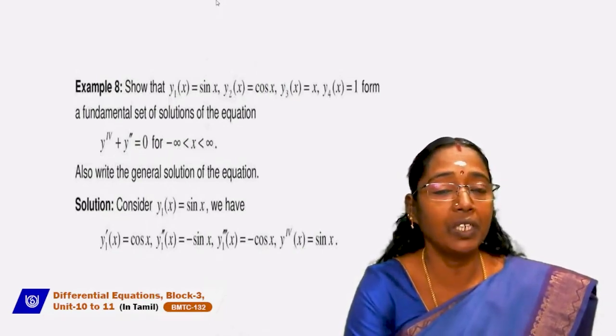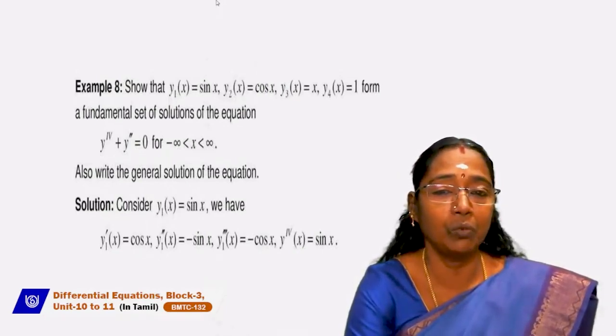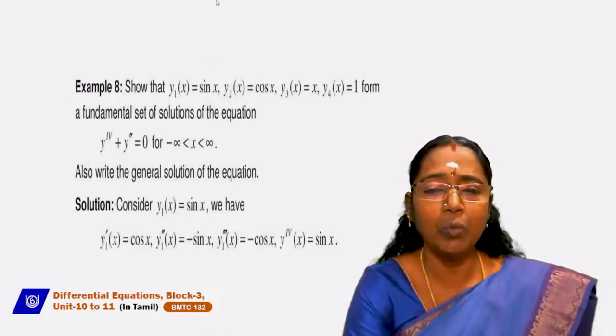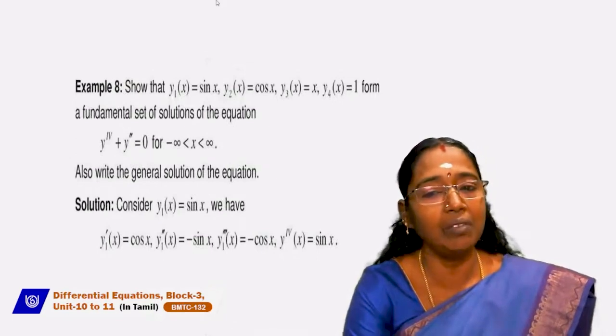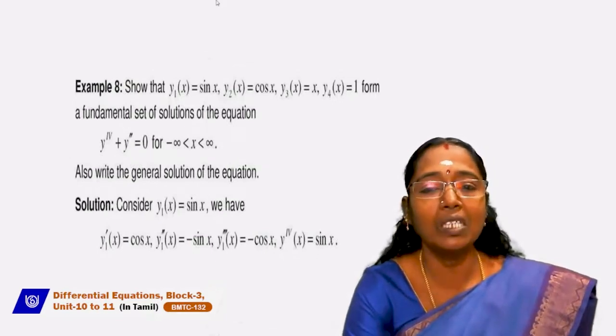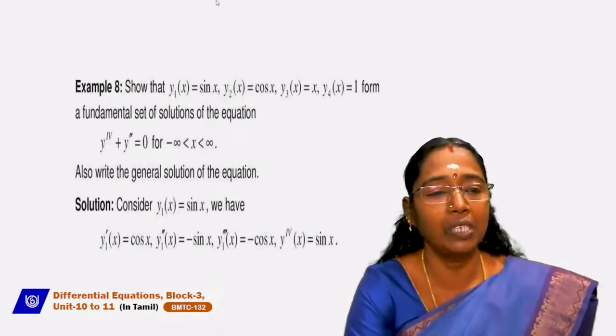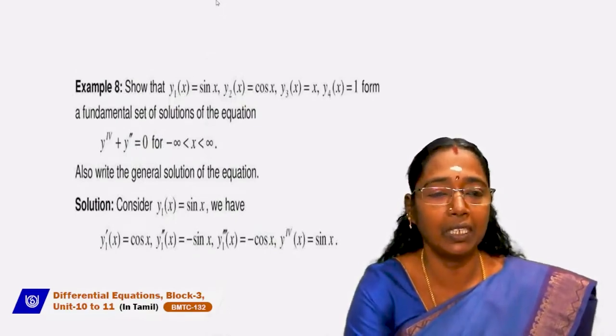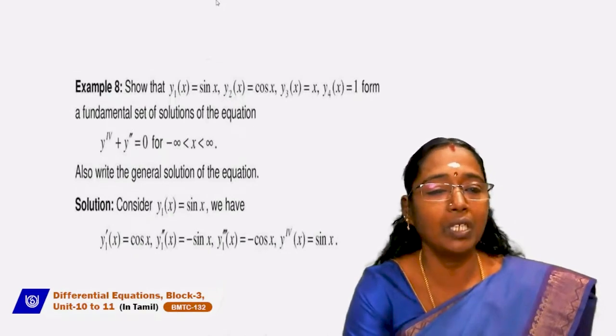So far, we have verified y1 of x, y2 of x, and y3 of x. Now come to y4 of x. In y4 of x, the value will be equivalent to 1. What about y4 dash? The first derivative itself is equal to 0. What about all the remaining derivatives? All the derivatives will be equivalent to 0. Therefore, substituting the fourth derivative plus the second derivative, both values will be equivalent to 0.